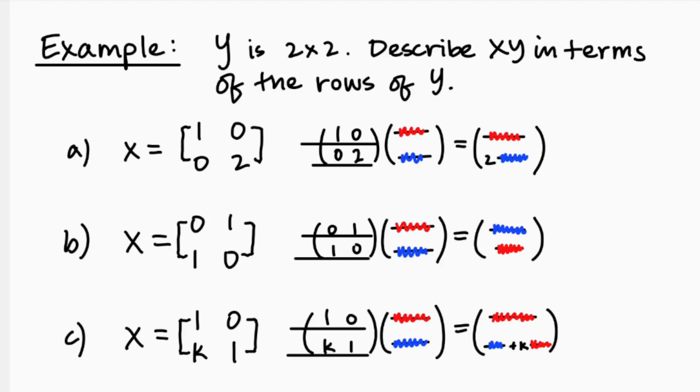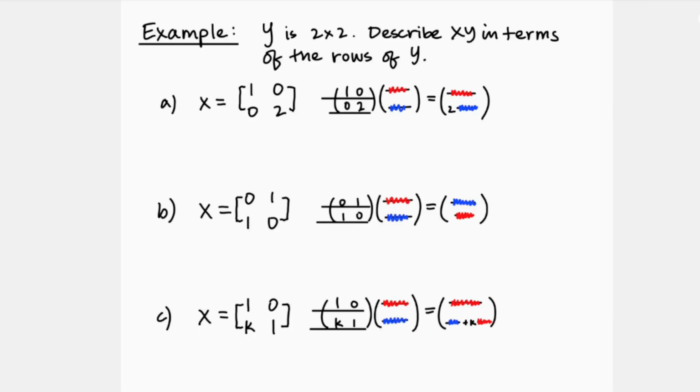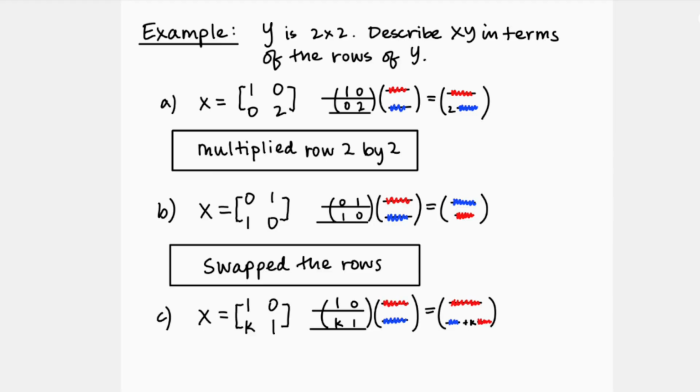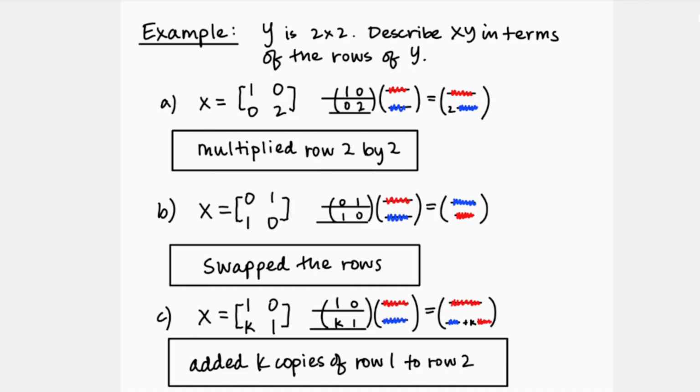About it and kind of write some word descriptions of what just happened here. Okay, so to recap, in A, I doubled row 2, right? I ended up with just 2 of the blue row, but otherwise it kind of looks the same. So I'd say multiplied row 2 by 2. In B, what ended up happening was I swapped the 2 rows. And in C, I added k copies of row 1 to row 2.